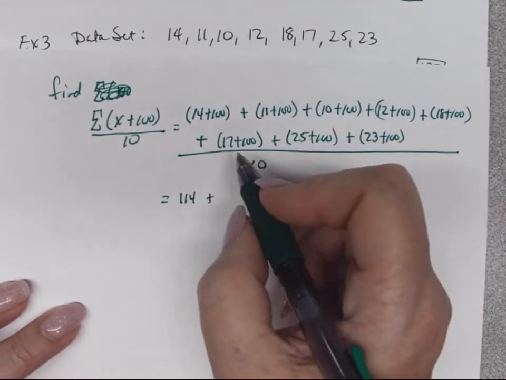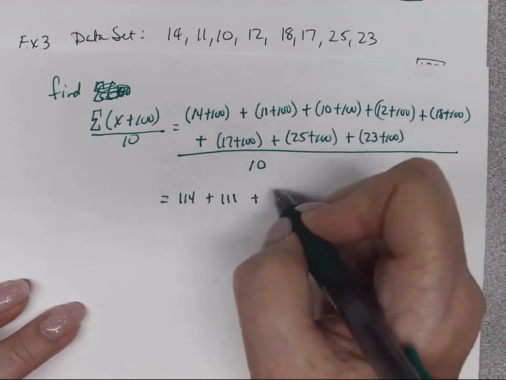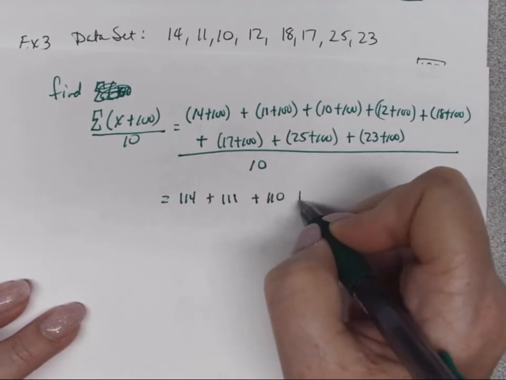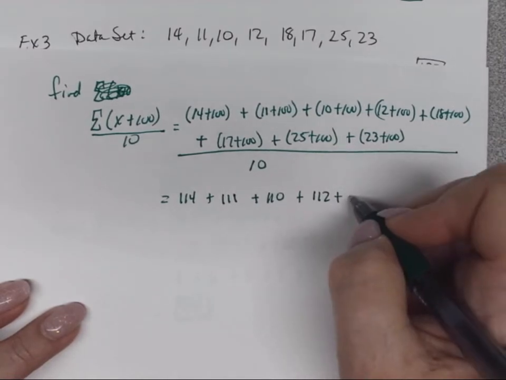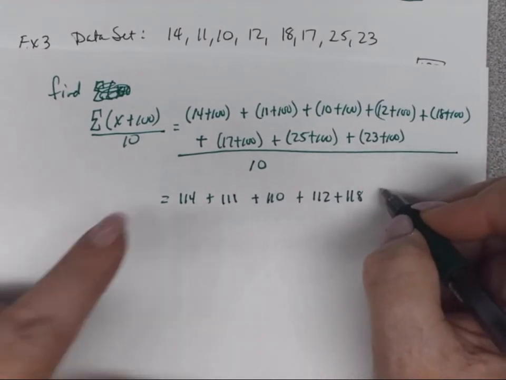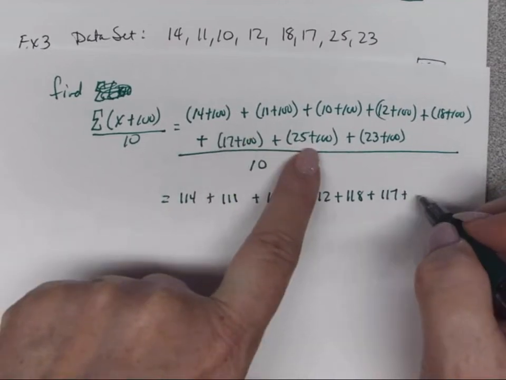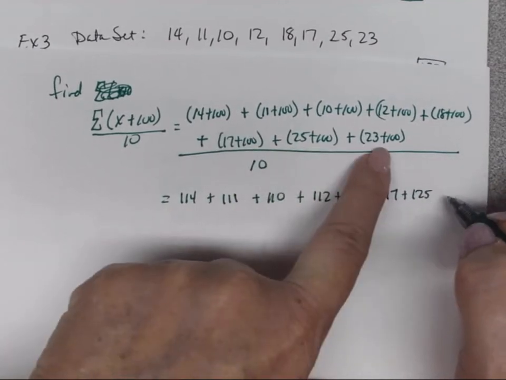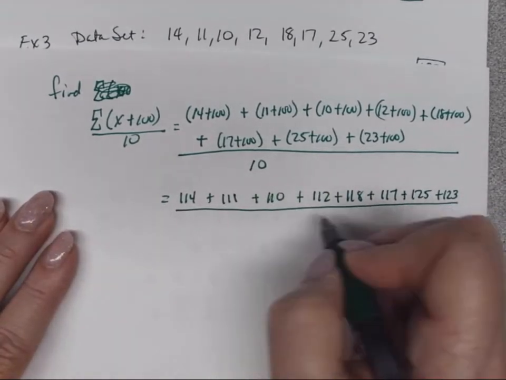11 plus 100 is 111. 10 plus 100 would be 110. 12 plus 100 is 112. 18 plus 100 is 118. Here we're going to get 117, 125, and 123, all divided by 10.